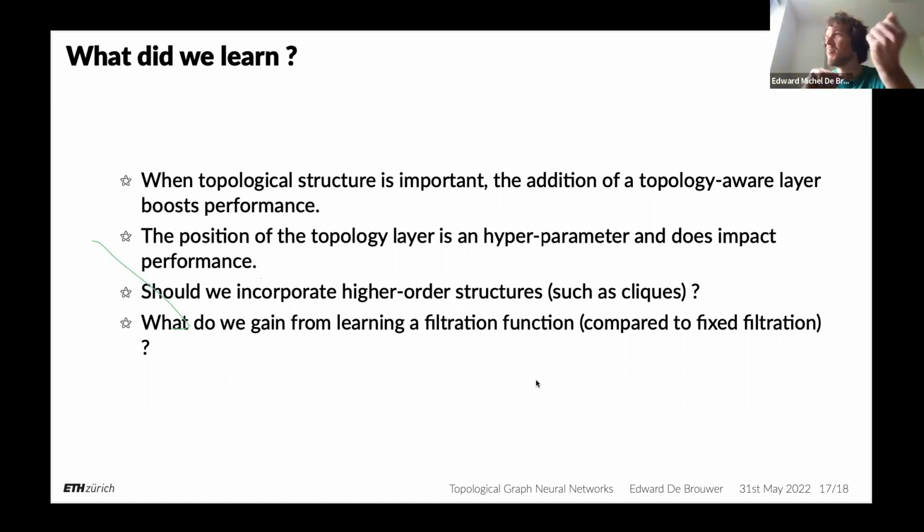And so the position and the number of, or at least the position, because that's what we experimented with, does impact the performance, but we don't have a clear-cut answer saying, okay, you should put it here or here. From our experiments, it seems to indicate that it depends heavily on the type of dataset that you're working on. Another question is that for computational reasons, we only included dimension 0 and dimension 1 Betti numbers, but could we also incorporate higher order structures such as cliques? And would it actually improve the performance?